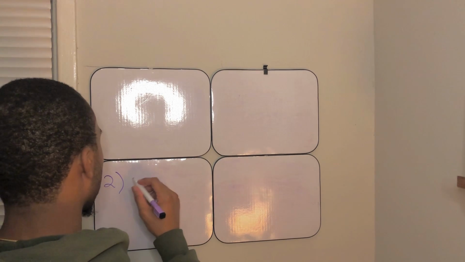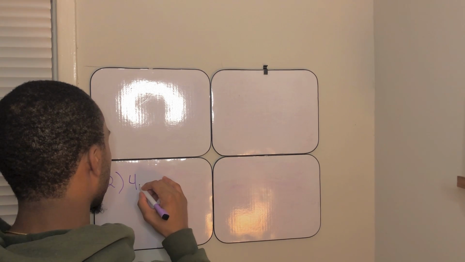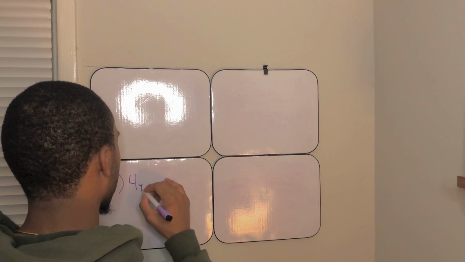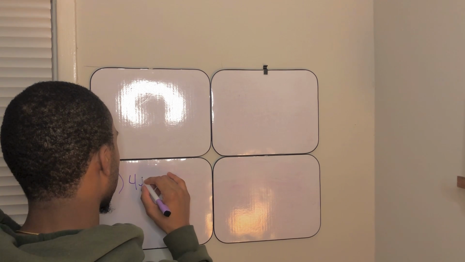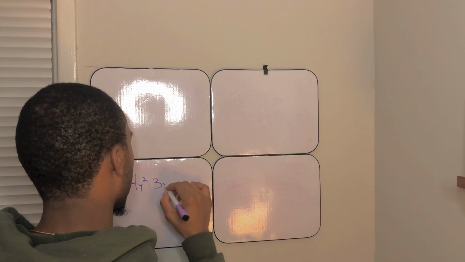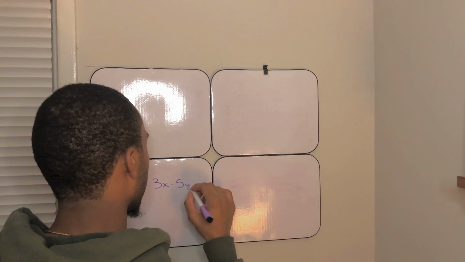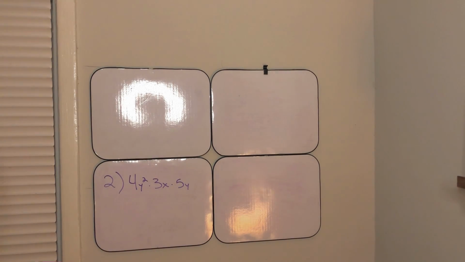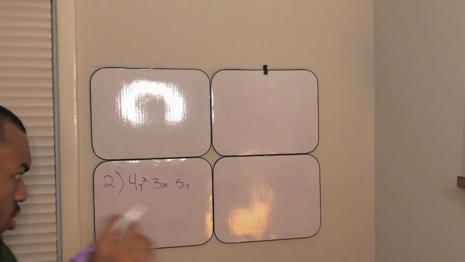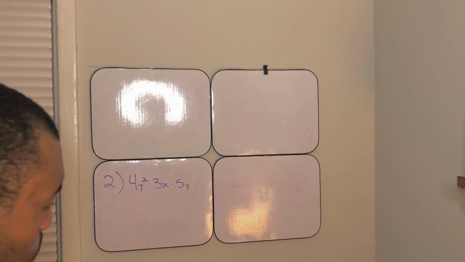Let's say we had another one, something like this: 4y squared times 3x times 5y.